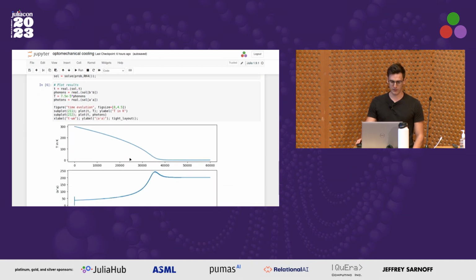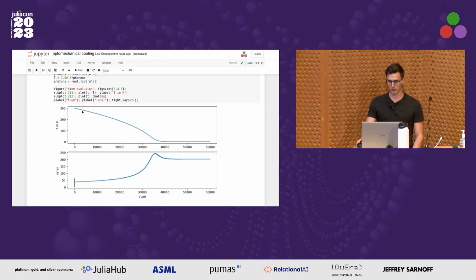And what we get, in this case here, is cooling of the cavity mirrors down to some millikelvin or so, and it's done by the photons inside the cavity. Good. That was the optomechanical cooling example.